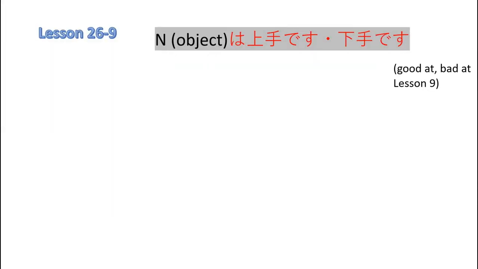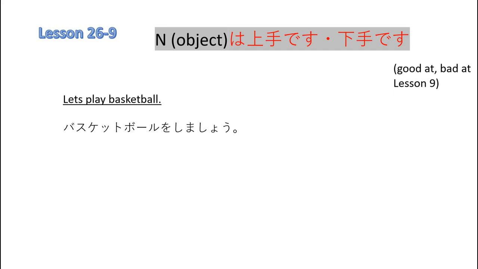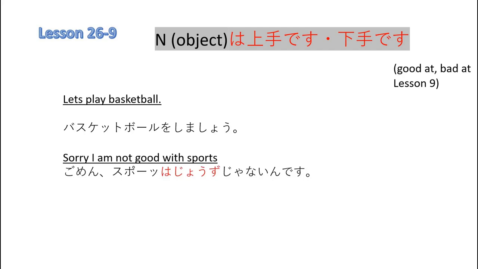Next grammar pattern is noun wa jouzu desu and noun wa heta desu. So we have learned this grammar pattern in lesson 9, good at and bad at, with the particle ga. But in this lesson we will be using the particle wa. Let's play basketball. バスケットボールをしましょう。Sorry, I'm not good with sports. スポーツは上手じゃないんです。ごめん、スポーツは上手じゃないんです。It means that the information is focused, that I am not good at.